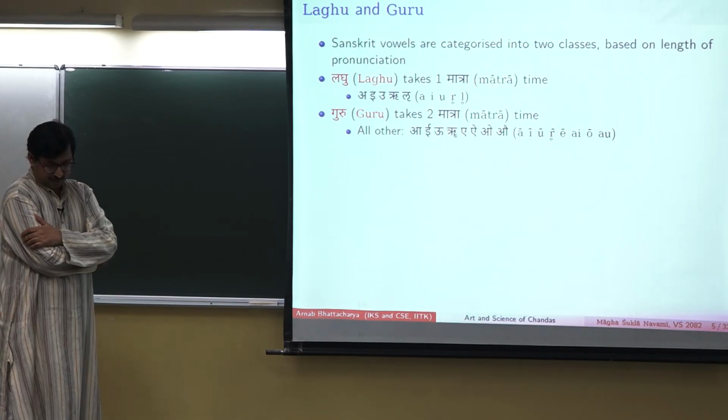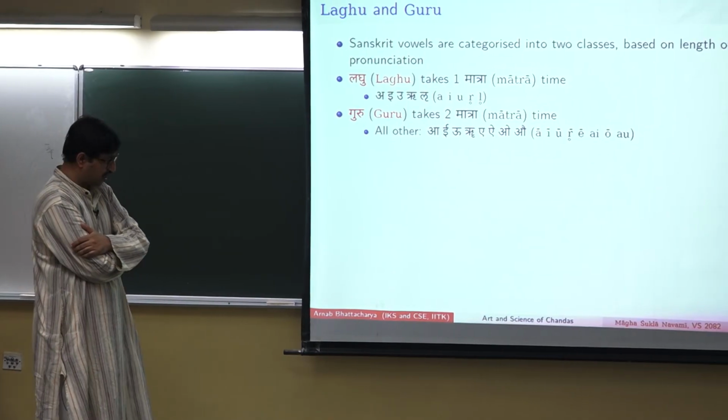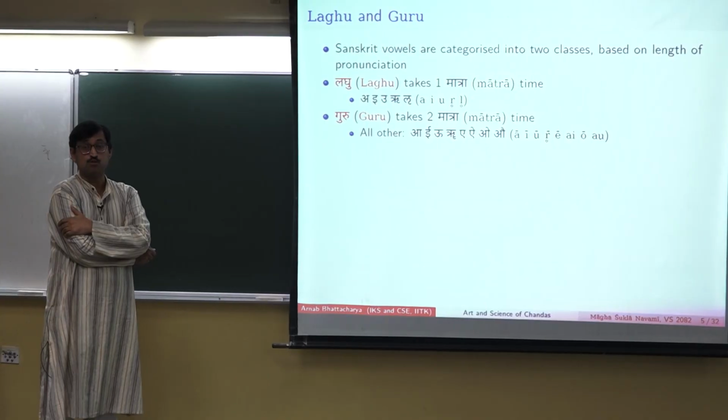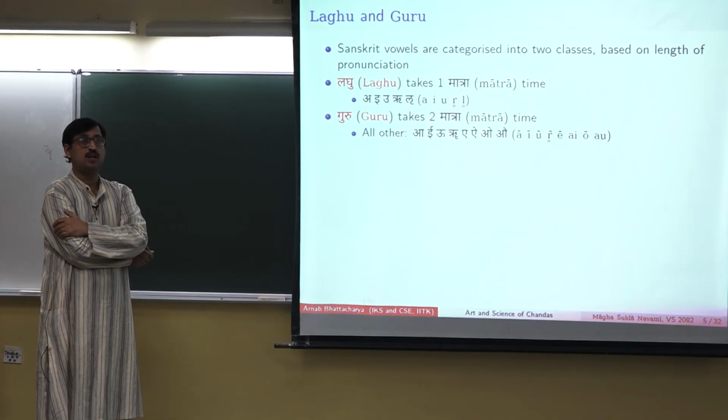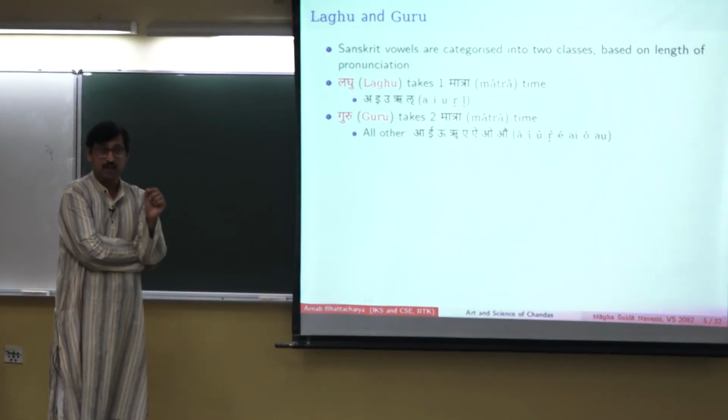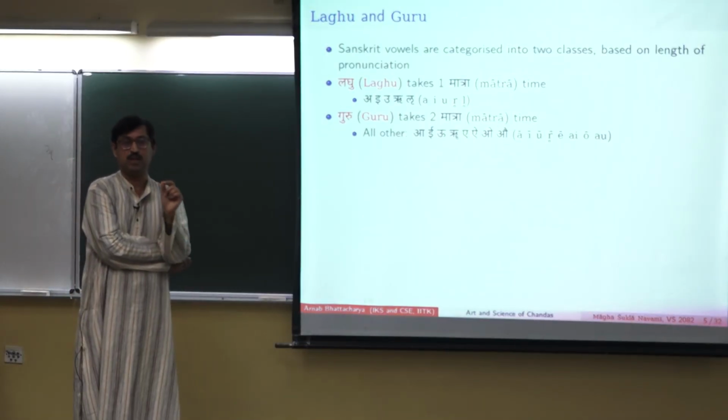So let's start from the very beginning. The combinatorics of chanda starts from this: all Sanskrit vowels can be categorized into two classes, Laghu and Guru, based on how much time you take to pronounce them. In Hindi we call it Choti E, Badi E. What is this Choti and Badi?